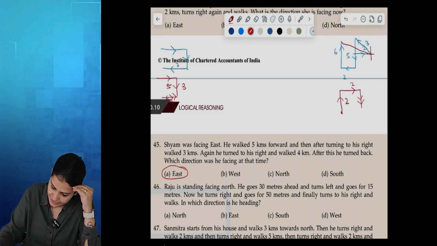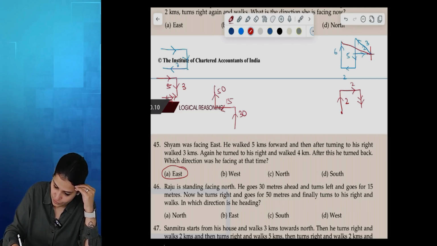Raju is standing facing north. He goes 30 meters, turns left and goes for 15 meters. He turns right and goes for 50 meters. Finally turns to his right and walks. So moving in the east side.